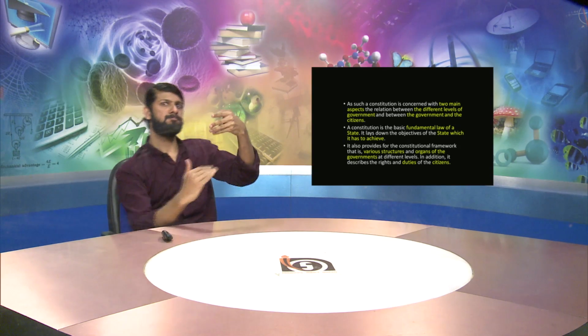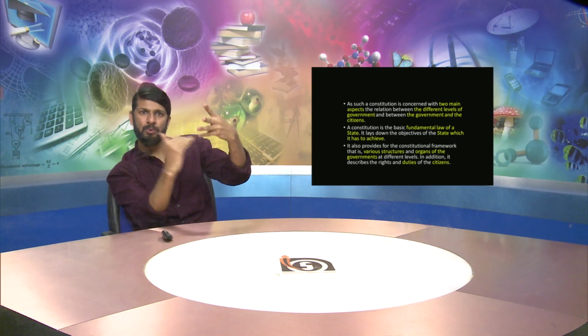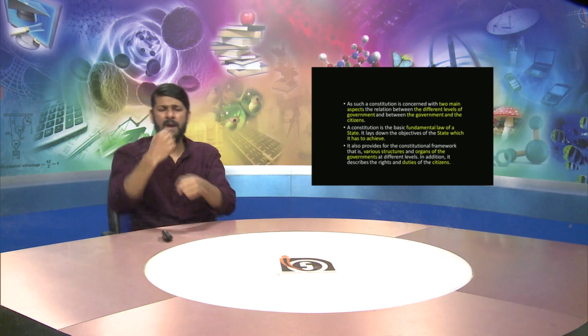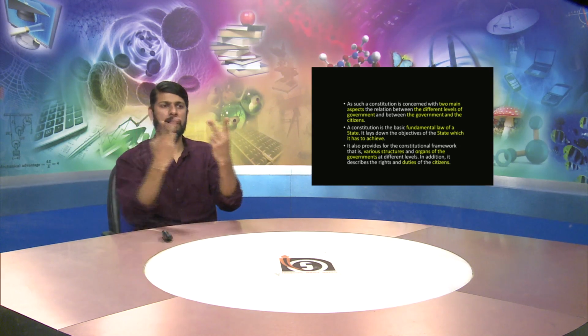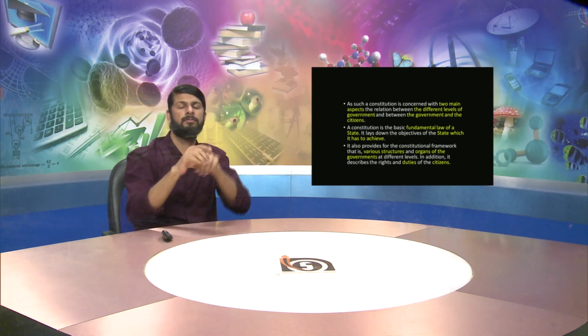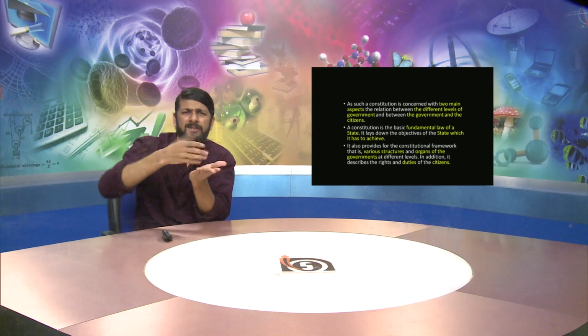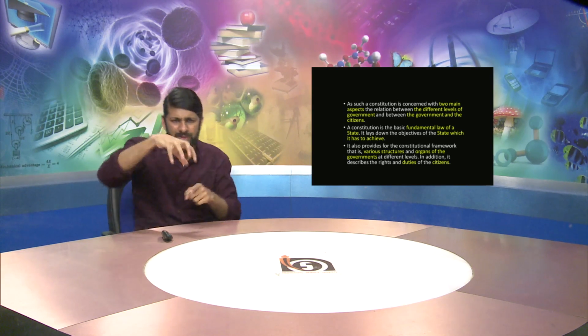The Constitution is concerned with the two main aspects: the relation between the different levels of the government, like we have state government and national government, and between the government and the citizens. And sometime also we have local government.